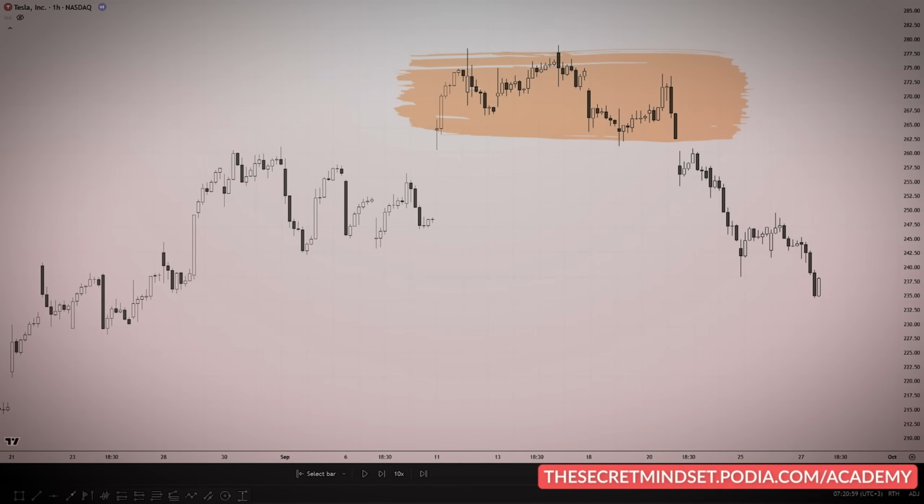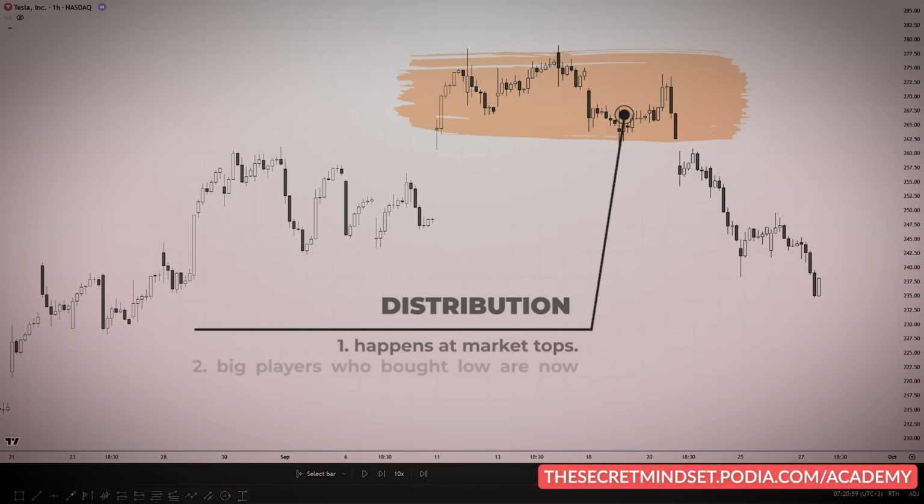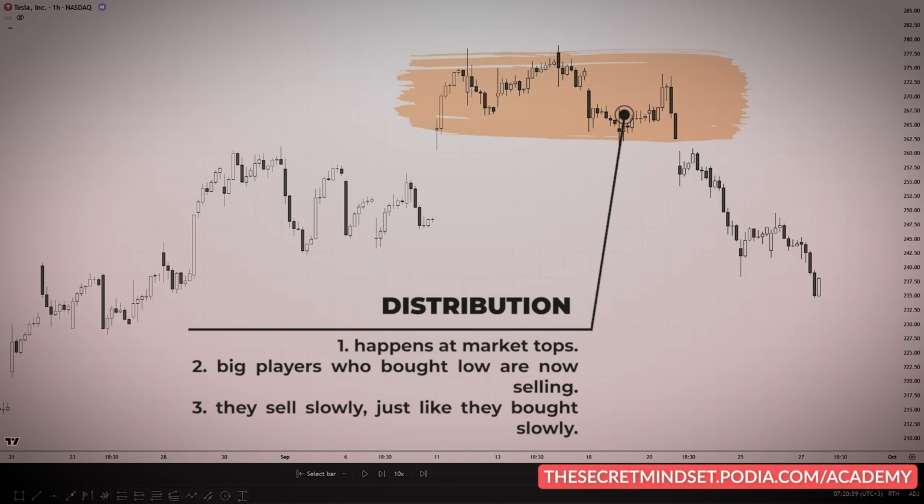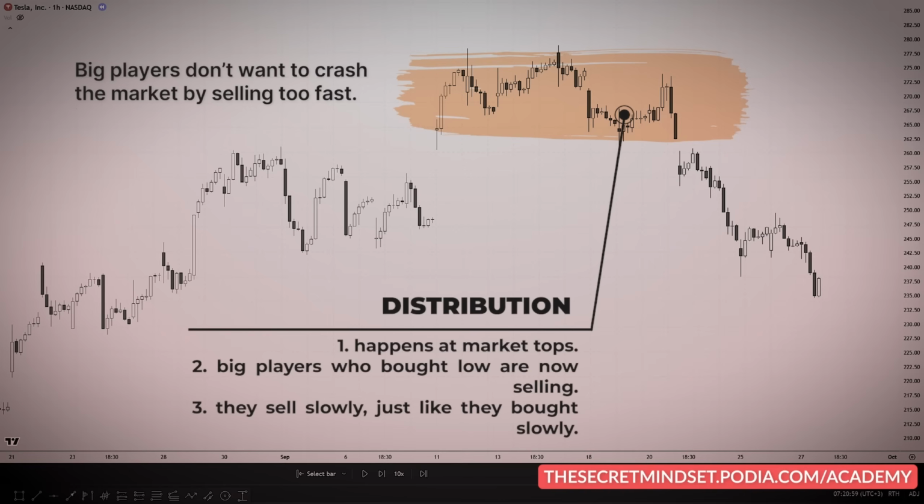The third phase is distribution. This happens at market tops. Big players who bought low are now selling. They sell slowly, just like they bought slowly. They don't want to crash the market by selling too fast.